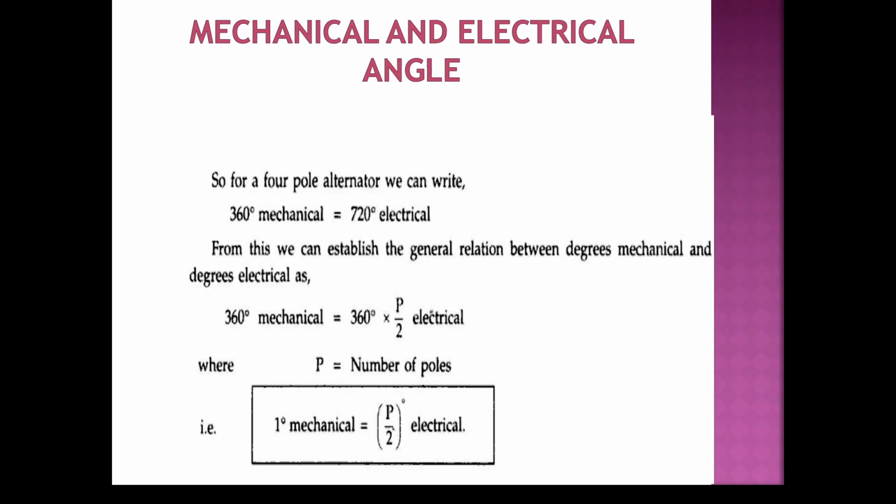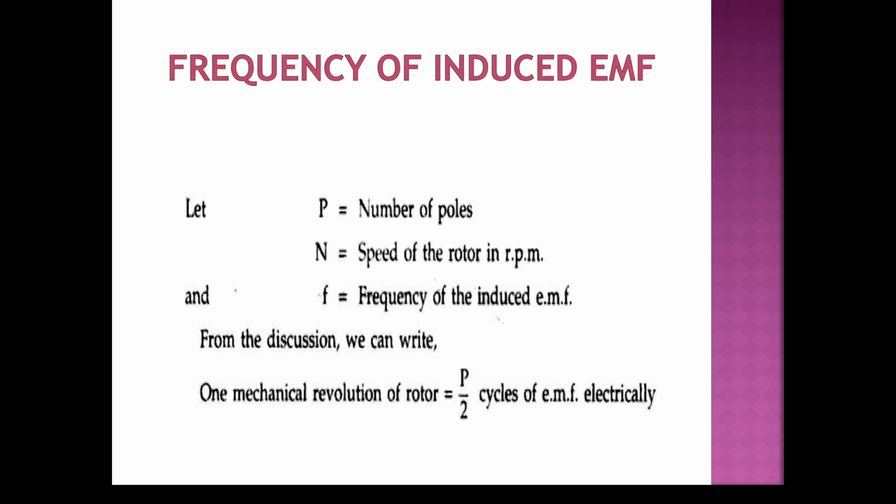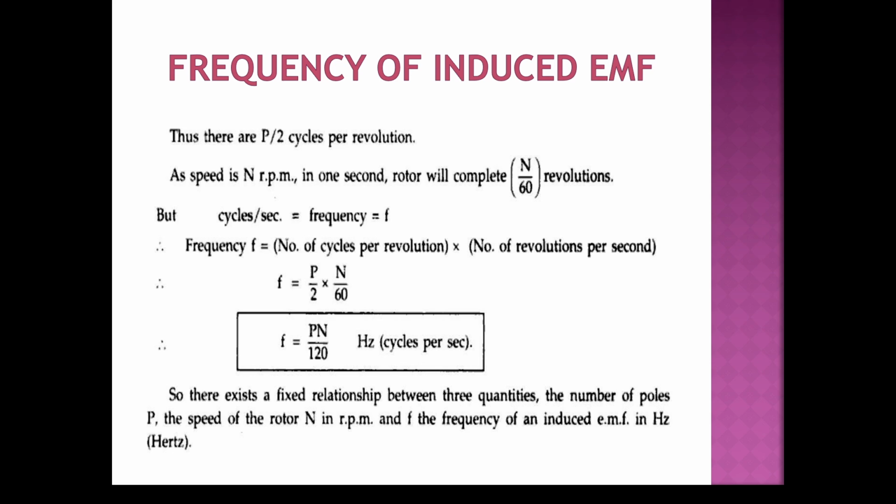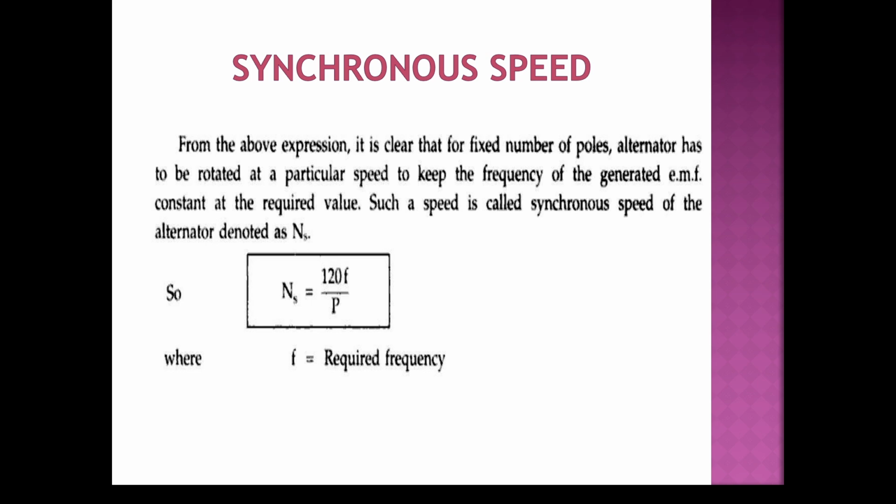We have found a relationship between mechanical and electrical degrees as 1 degree mechanical is equal to P by 2 degrees electrical. Then we have seen the frequency of induced EMF as F is equal to Pn by 120, where P is the number of poles and N is the speed of the machine in RPM. Synchronous speed we have also seen. Synchronous speed is given by 120 F by P, where F is the required frequency and P is the number of poles.